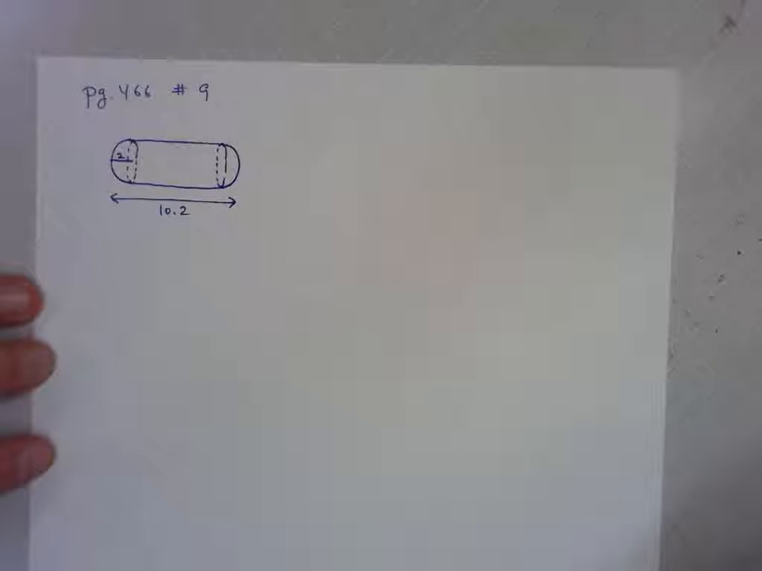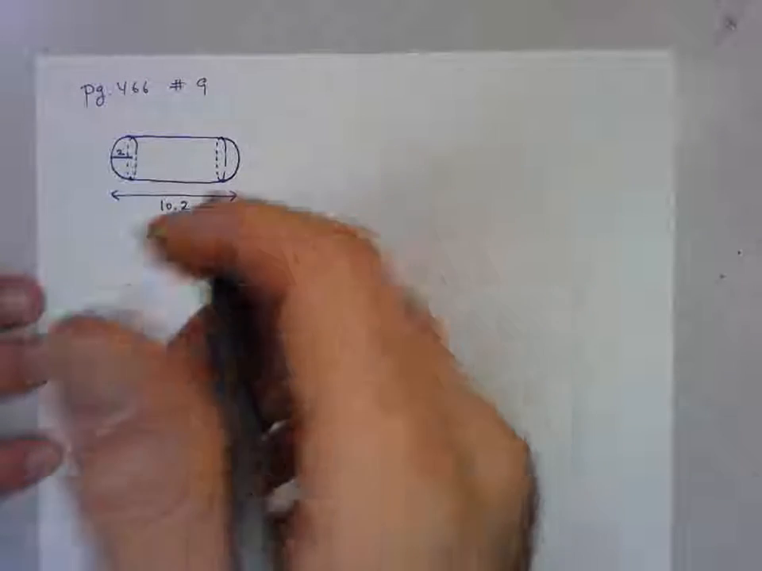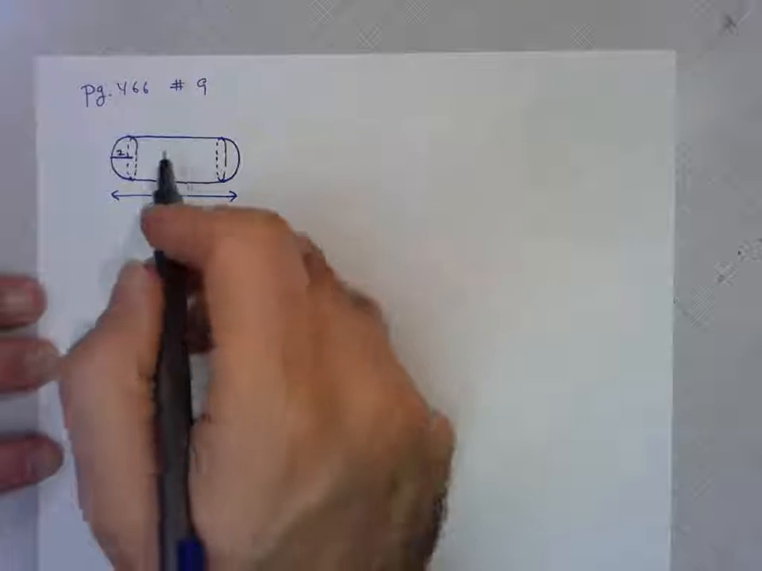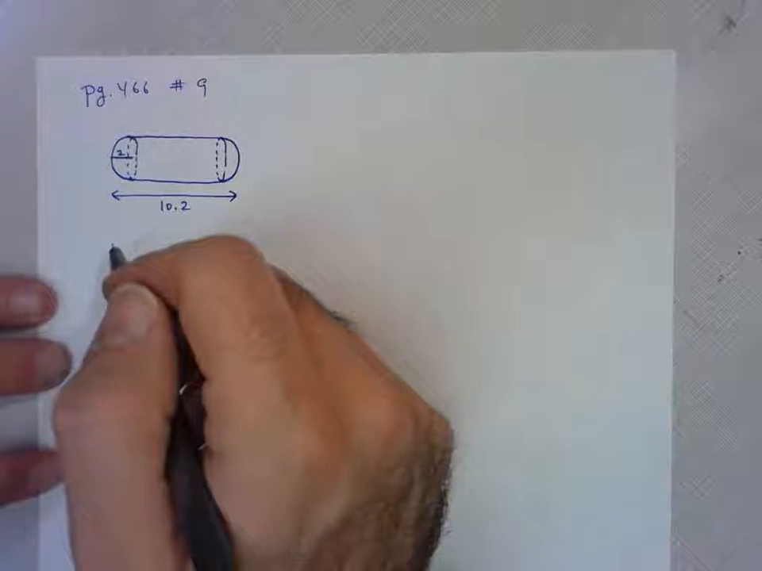Hi folks, we're going to take a look at question 9 from page 466. Okay, so what we have is a propane tank that's in the shape of a cylinder with two hemispheres, so half spheres, on either end.